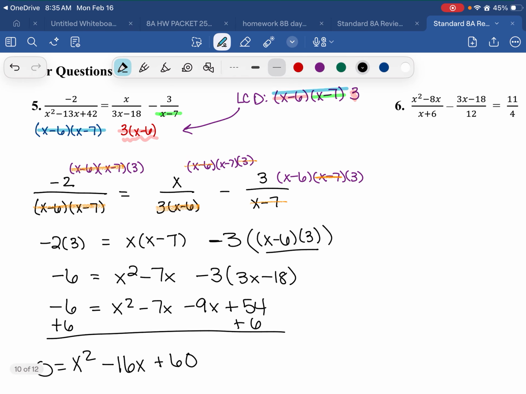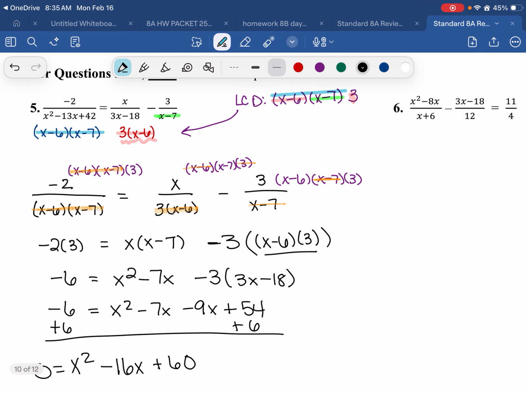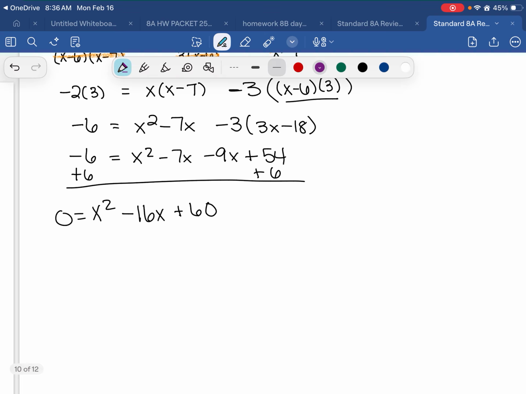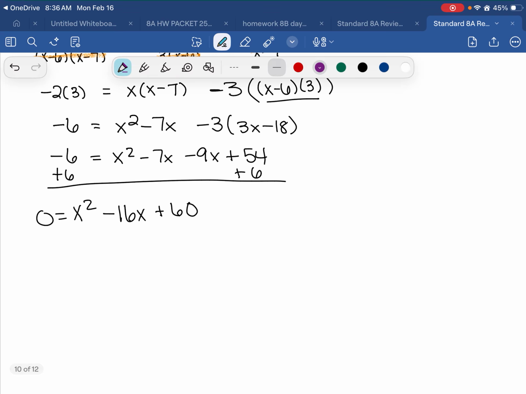Before I go any further, I know I forgot to do it on question number 4, but I want to talk about what numbers x cannot be. x cannot equal positive 6, because if I plug that into here, I'd get 0, and x cannot equal positive 7. If I get either of those answers, they're extraneous solutions, which means I would divide by 0. So to factor this, I'm going to have 0 equals, the factors of 60 that get me negative 16 are going to be x minus 6 and x minus 10. If I solve both of those, I'm going to get x equals 6 and 10.